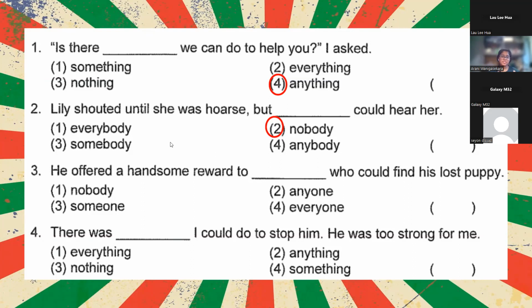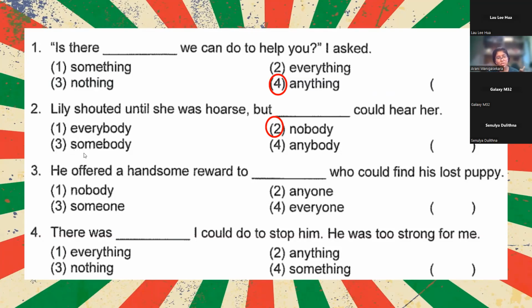Okay, so you can't use everybody here because you're trying to say that she shouted, but nobody could hear her, right? So you can't say everybody.